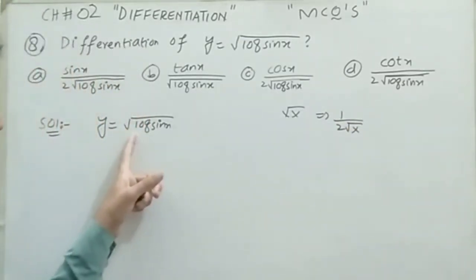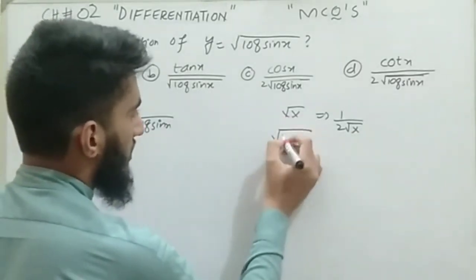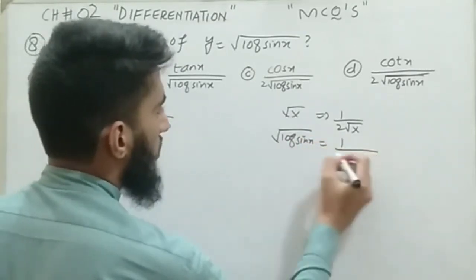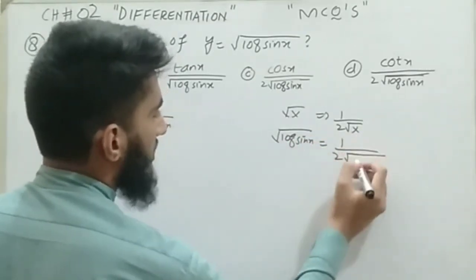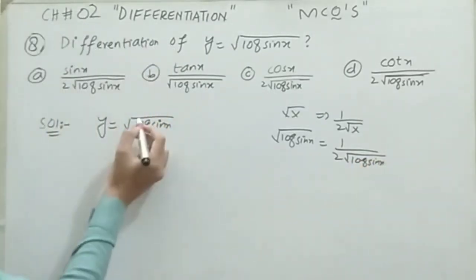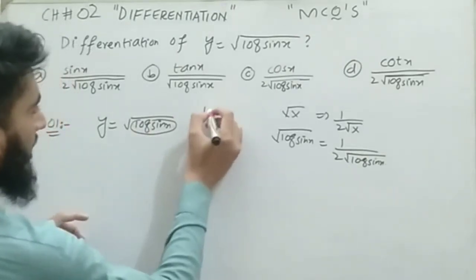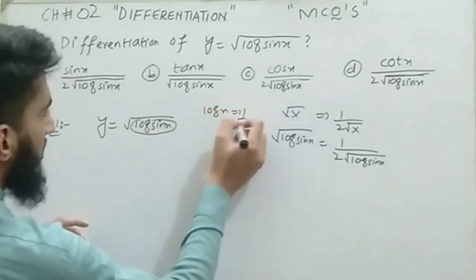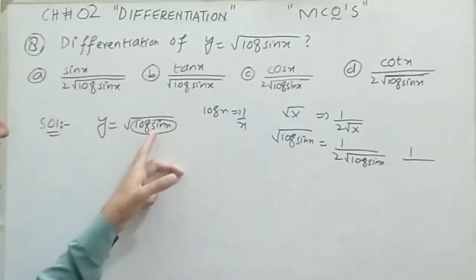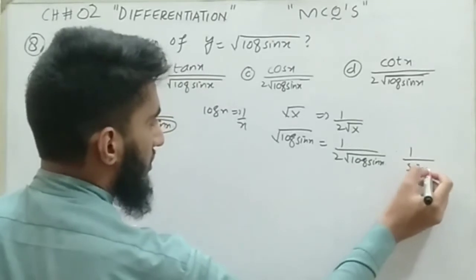But over here the function is log of sin x. So just replace x with log of sin x. So it becomes 1 over 2 times root of log of sin x. Also take the derivative of this inner function, log of sin x. You know that the derivative of log of x is 1 over x, but the function is sin x in place of x. So it becomes 1 over sin x.